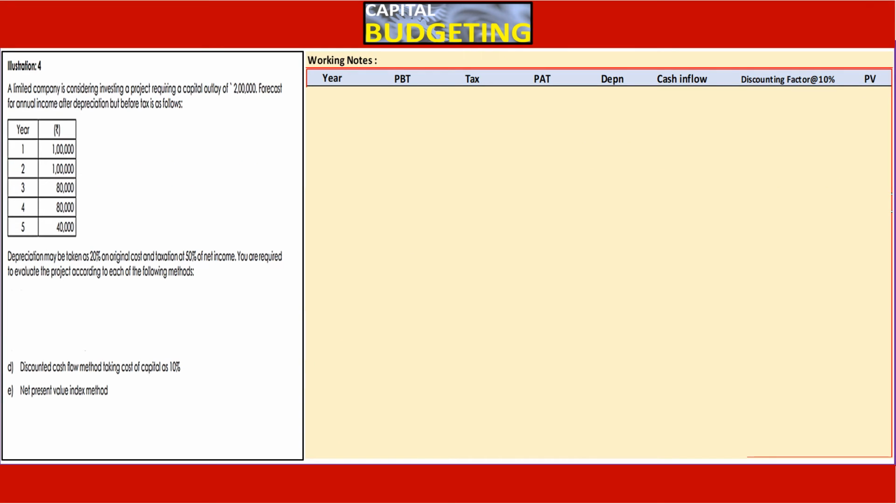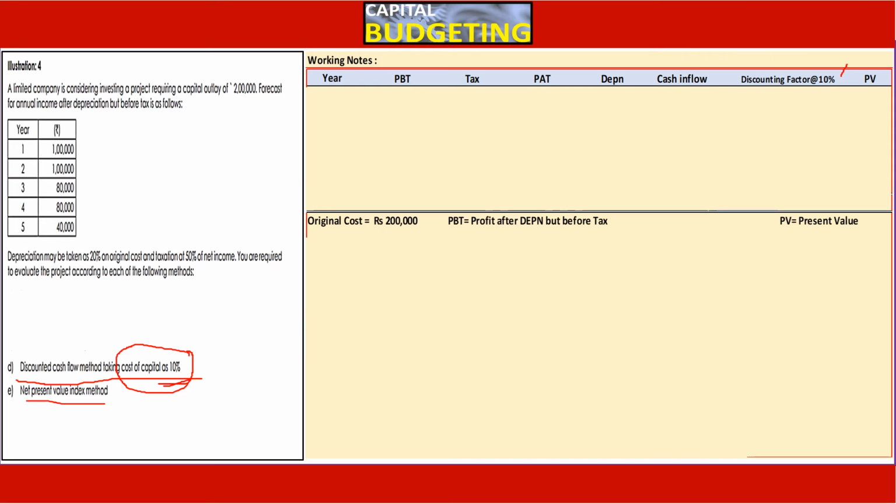We are getting into the same problem with the question: calculate the discounted cash flow method taking cost of capital as 10%. What is cost of capital? Cost of capital is the rate which is used for discounting the future values. It is a rate of interest or rate of return. And it also asks to calculate the net present value index. We can attempt both in a single table.